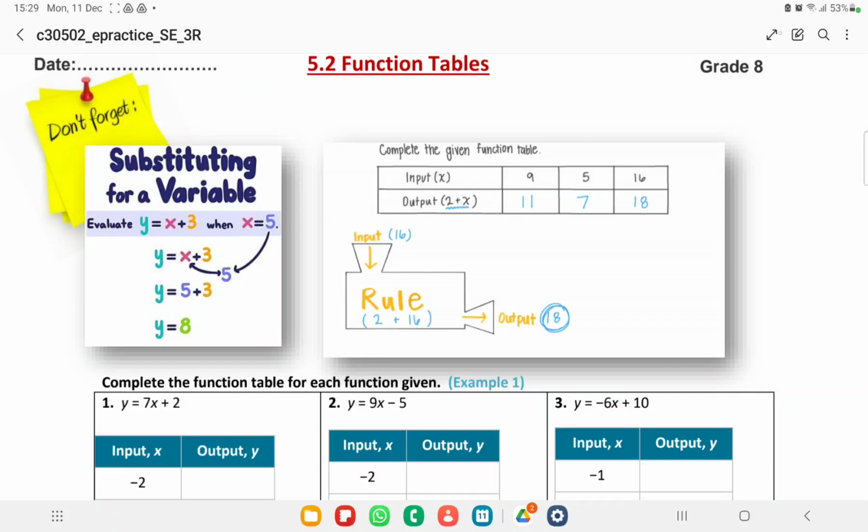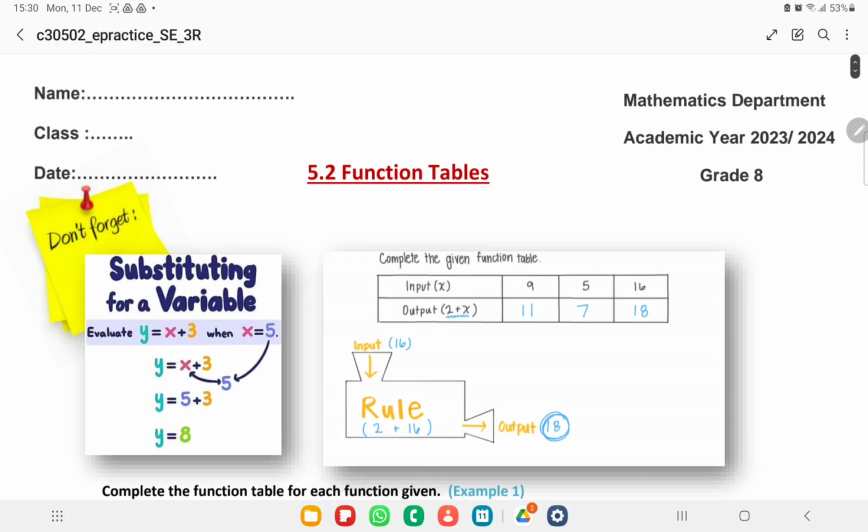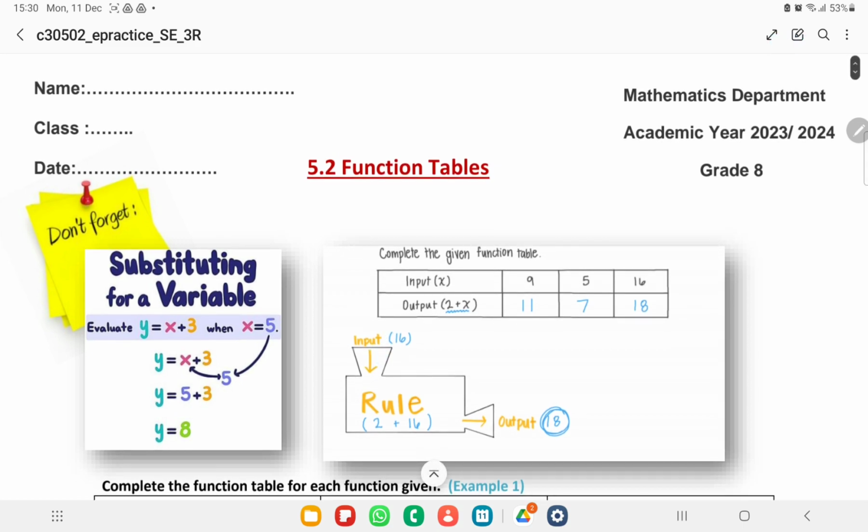Today, inshallah, I want to start 5.2 function tables. What's a function? We give an input to a function. It provides you with a rule. You give an input to the function, and then you get the output. For example, x is 9, 5, 16, and the function is 2 plus x. So what should we do?